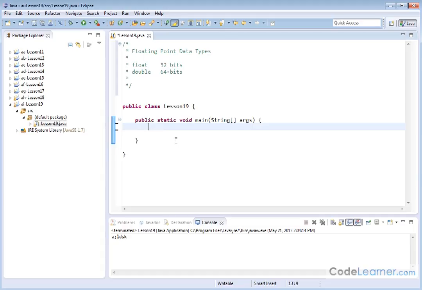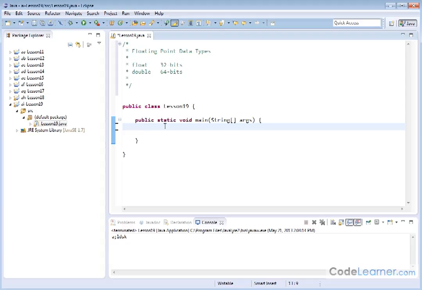And what do we mean by floating point anyway? It just means anytime you have a number or a variable that's going to contain a number that has a decimal point. So for instance, 1.5 is a floating point number. 32.89 is a floating point number. Negative 0.62 is a floating point number. So integers are whole numbers. Floating point data types are numbers that have a decimal point.